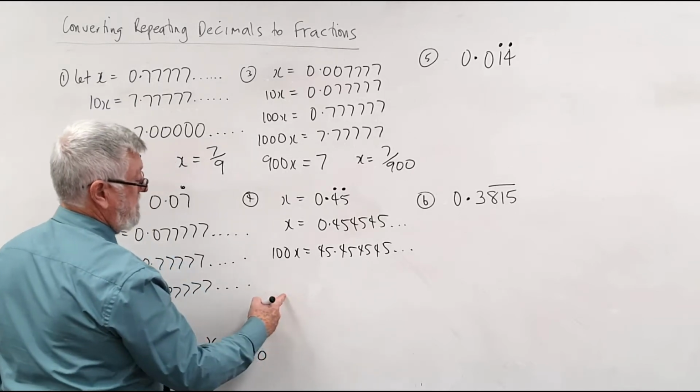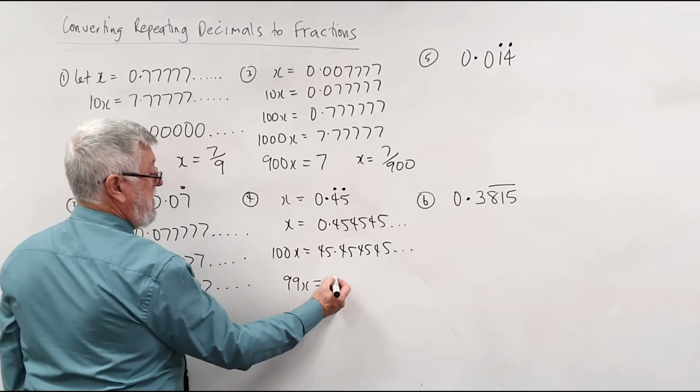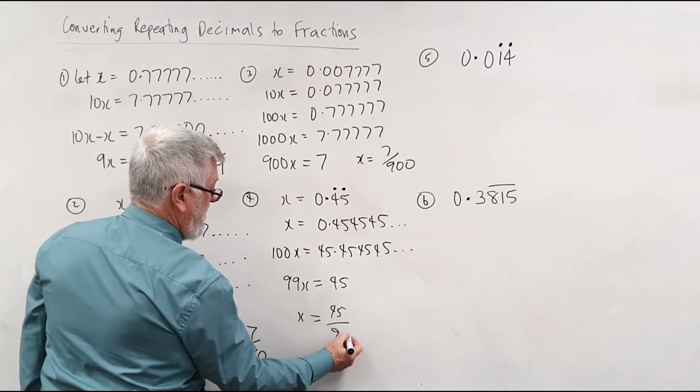100x minus x is 99x, and 90 is 45. But that's 9x and that's 45. So x is 45 over 9.